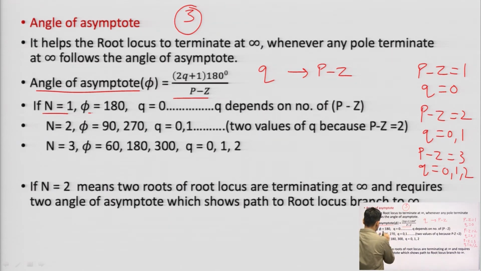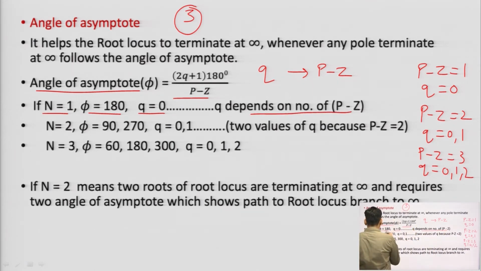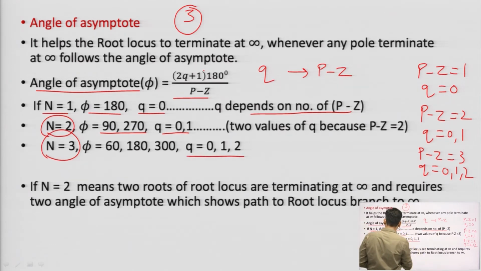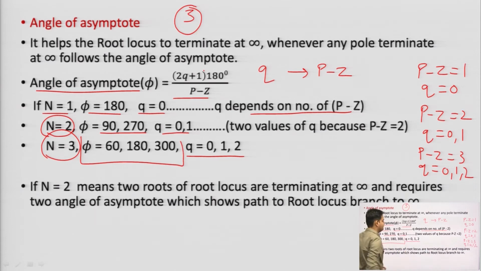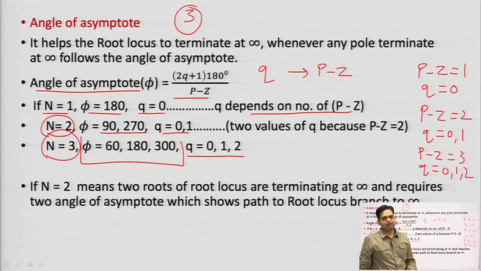Whenever n, that is p minus z, is equal to 1, phi is 180 with q equal to 0, a single value. So, q depends on p minus z. Whenever n equal to 2, phi will have 2 values, that is 90 and 270, with q values 0 and 1. Whenever n is equal to 3, q will have 3 values 0, 1, 2, and corresponding to that phi is 60, 180, 300. This is fixed for every example, right. So, whenever n is 1, you directly write phi equal to 180. If n is 2, you directly write 90 and 270, so there will be 2 angles of asymptote.